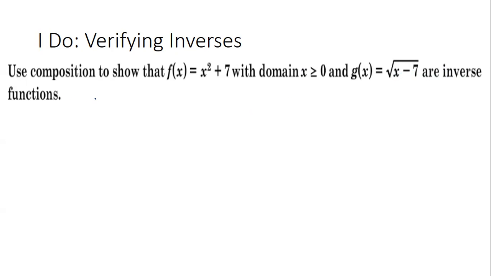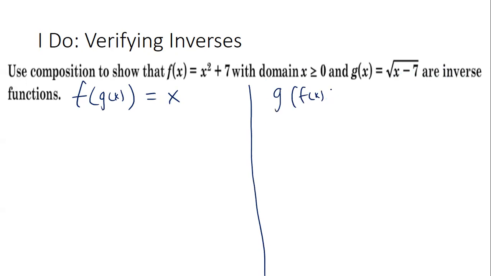So we do two types of composition. We're gonna do f with g of x plugged in, and we want it to equal x. Then we're gonna do g with f of x plugged in, and we want it to equal x. If they both do not equal x, then they are not inverses of each other, okay?